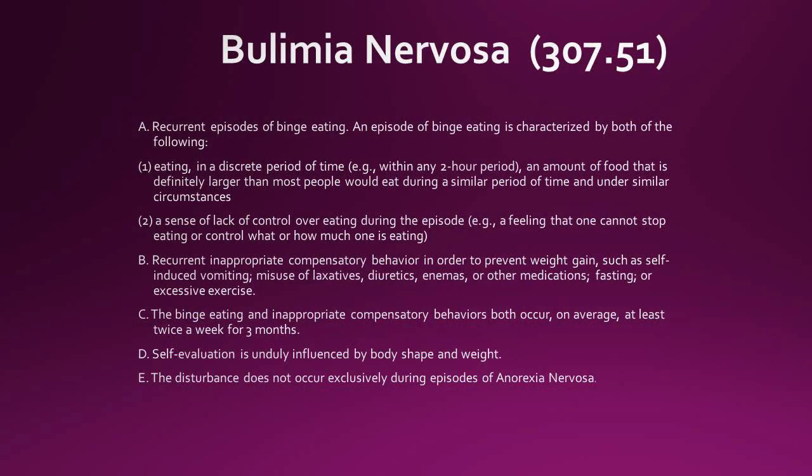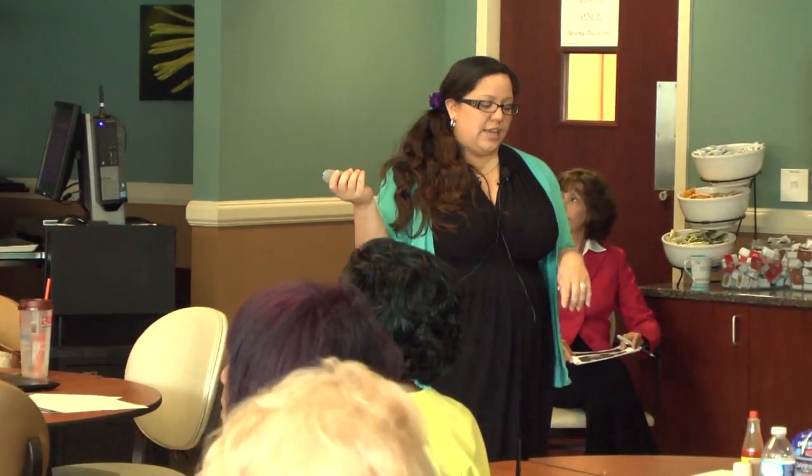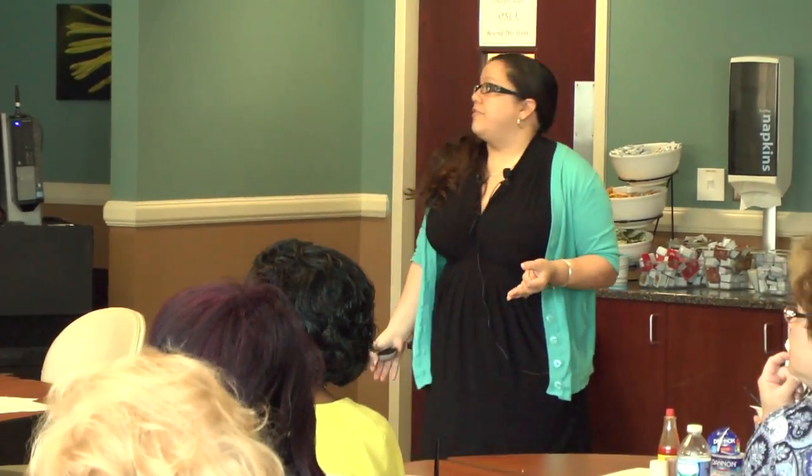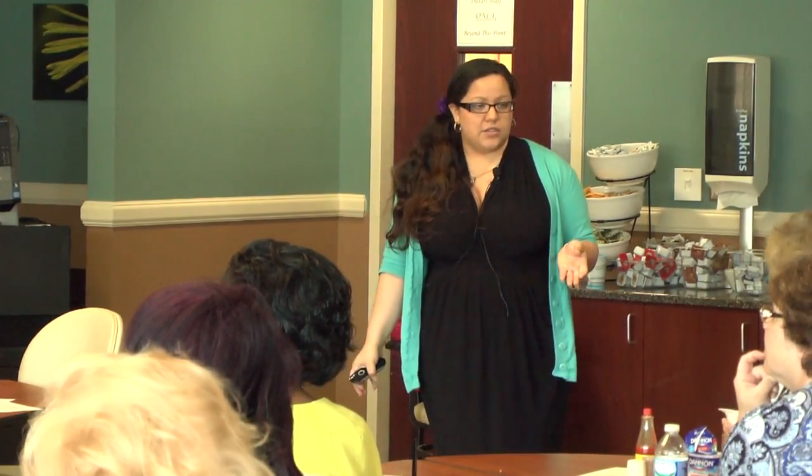And then they have to have a recurrent, inappropriate compensatory behavior. That's one of the big differences from anorexia, is that this one's got the compensatory behavior part to it. Those not only include the vomiting or laxative use, but also things like diuretics, enemas, other medications, Epicac, use of Adderall to prevent eating, if they feel like they've eaten too much before, fasting, or excessive exercise.